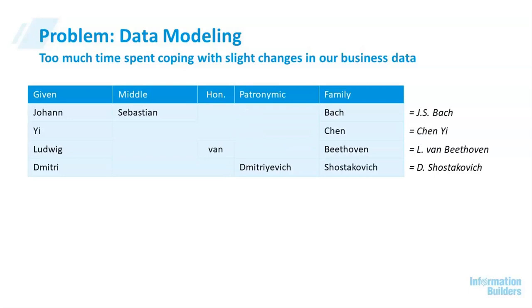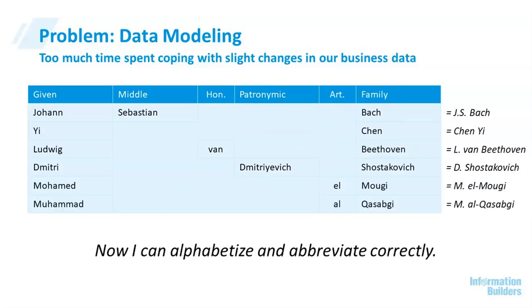And we see the same thing with patronymics with Russians. Dmitri Shostakovich's father's name was Dmitri, so his patronymic is Dmitrievich, and he actually gets called Dmitri Dmitrievich quite a lot. You can't handle that like an honorific or like a middle name. And I don't even know a lot about classical music in the Arab world, but I'm telling you right now, those articles El and Al are used differently from either honorifics or patronymics.